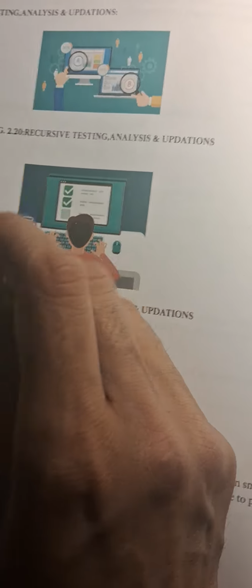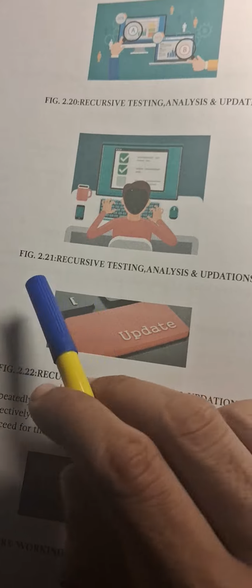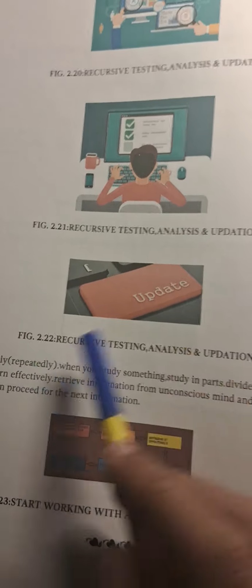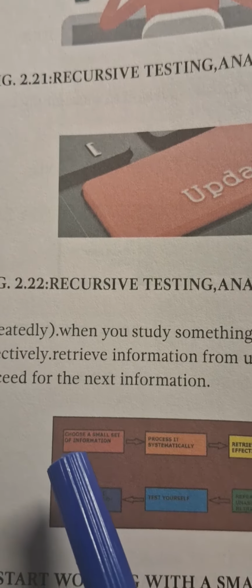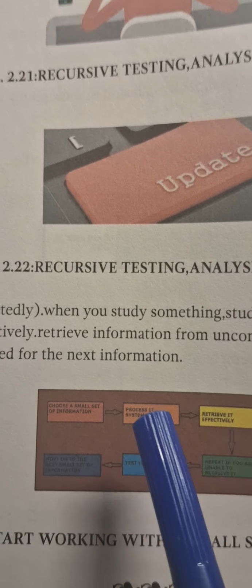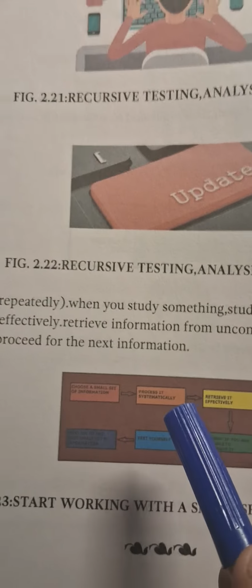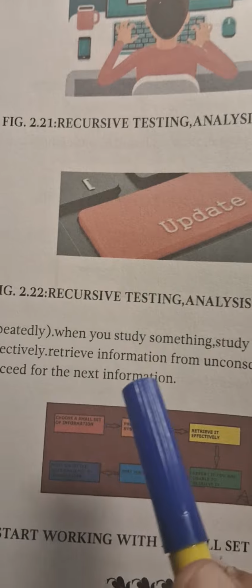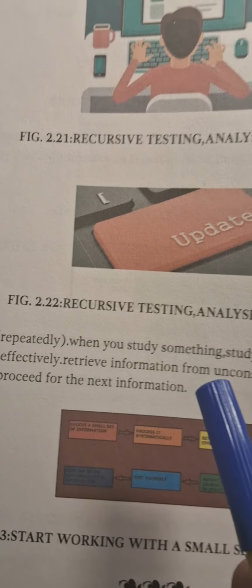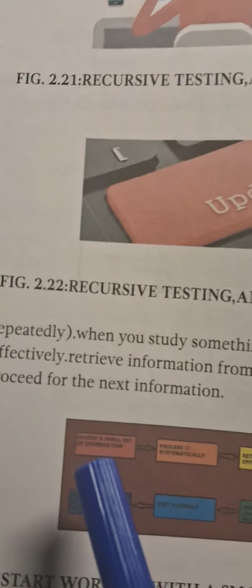So another thing is recursive testing, analysis and updation. Once you are able to store the neural pattern, another thing is recursive testing, updation, and it's used as and when needed. So this is depicted over here as the recursive testing, analysis and updation, as you can see over here. So here is the thing: choose a small set of information. It is the ideal process of how to check whether your study pattern is effective or not. So for that, choose a small set of information. Let's say choose a particular paragraph of a particular subject.